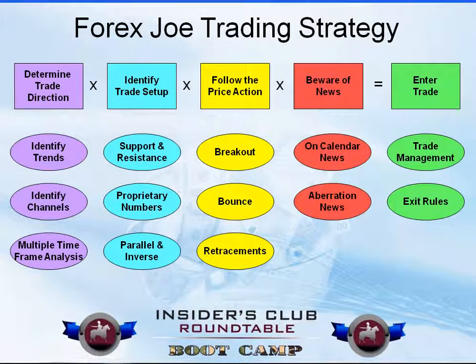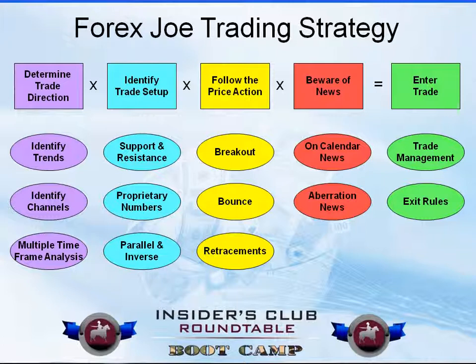All right, let's go through a little color code for the Forex Joe trading strategy that you can visually see. First of all, we want to determine the trade direction. We don't care whether the pair is going up or down. We're going to have rules of engagement and trade recommendations for both buy and sell potential in the daily report and also the trade plan alerts.